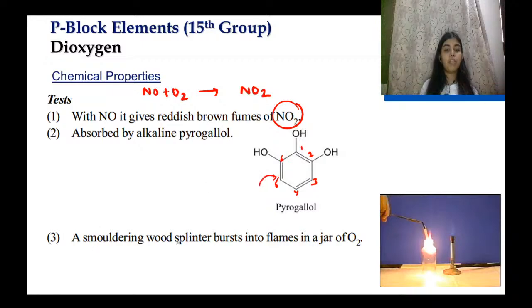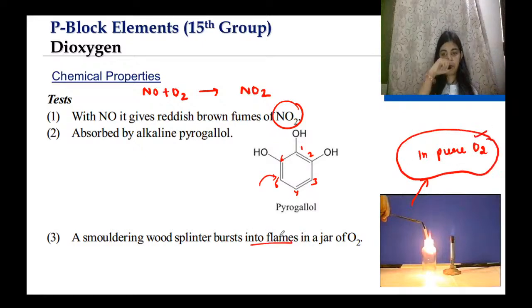A smoldering wood splinter burst into flames in a jar of oxygen. So basically what is done here, that combustion is done in pure oxygen. In pure oxygen we do combustion of wood basically, right? So it burst into flames. So these are the tests which are done by oxygen basically.